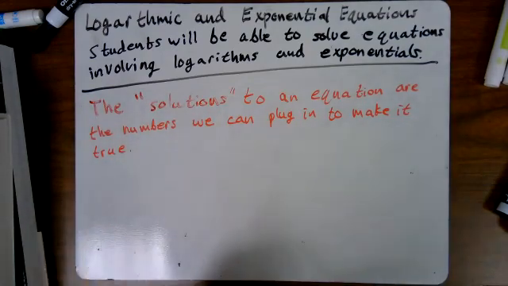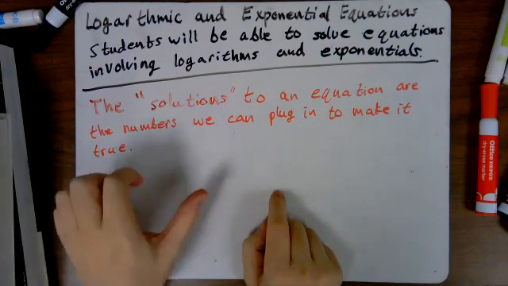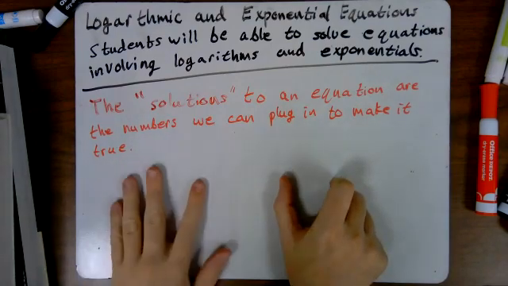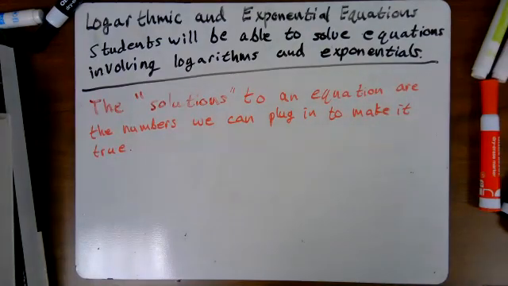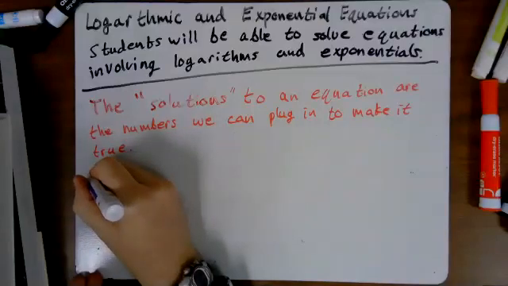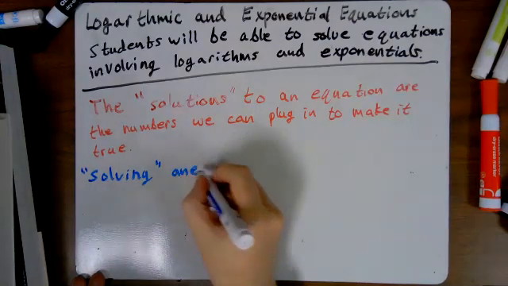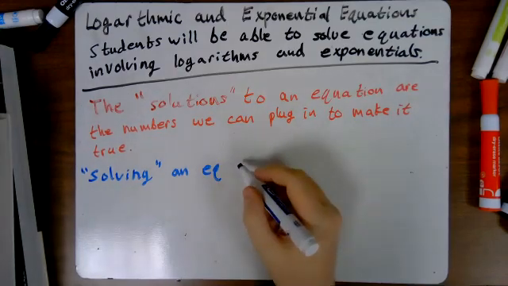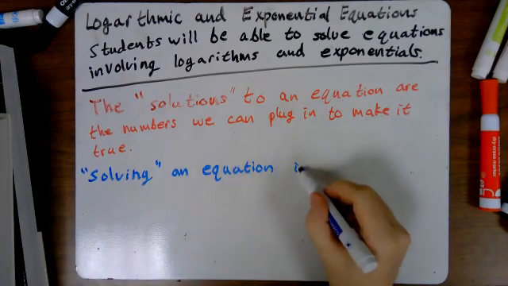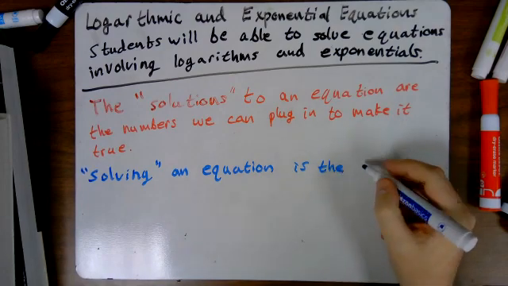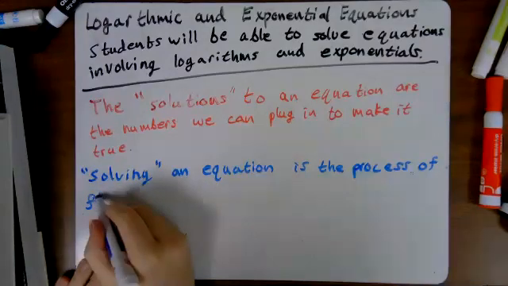What do I mean by true? Well, an equation is two expressions with an equal sign in the middle. To make it true means the numbers we plug in, when simplified, get us the same number on both sides. In other words, we need the equation to be balanced. Okay, cool. And solving an equation is the process of finding those solutions.